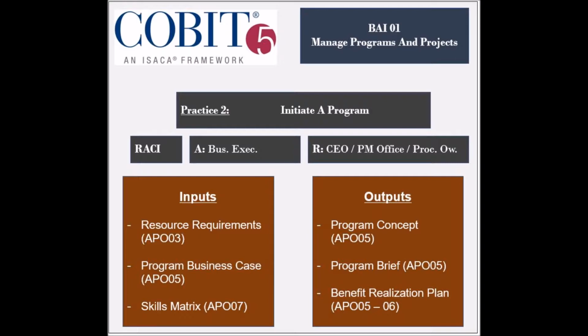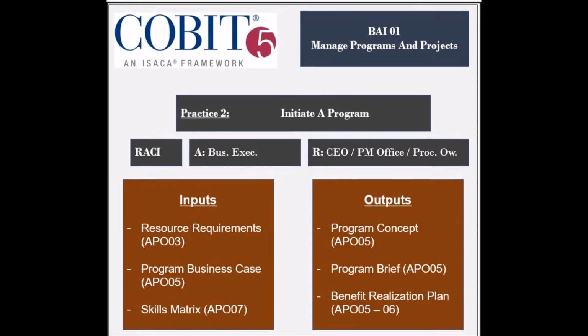The practice receives several inputs that include the resource requirements from the AP03 process, the program business case from the AP05 process, and the skill matrix from the AP07 process. The practice generates three outputs, which are the program concept business case and the program brief, both to be used by the AP05 process, and the program benefits realization plan to be used by the AP05 and 6 processes.